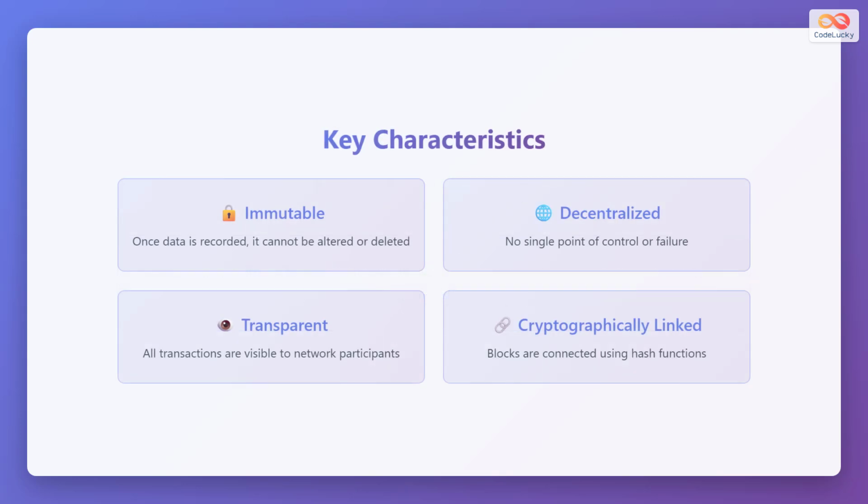Blockchains have several key characteristics. First, they are immutable. This means once data is recorded, it cannot be altered or deleted. Second, blockchains are decentralized, meaning that there is no single point of control or failure. Third, they are transparent. All transactions are visible to network participants. Finally, blocks are cryptographically linked together using hash functions, ensuring the integrity and order of the data.